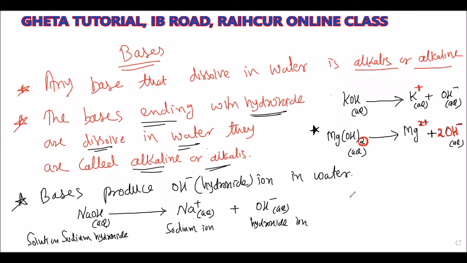Okay, Mg2 plus. Now if I give one more, calcium hydroxide, Ca(OH)2, can you say what the dissociation is? Ca2 plus plus 2OH minus. Exactly correct, very nice. So whenever any base dissolves in water, what do they form? Hydroxide ion. Exactly correct.